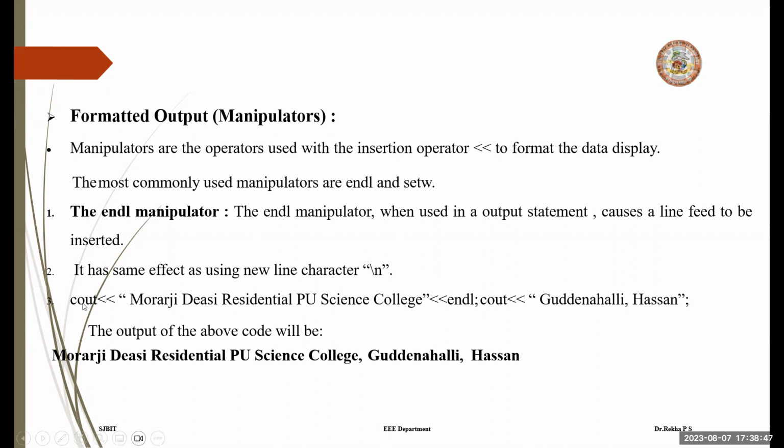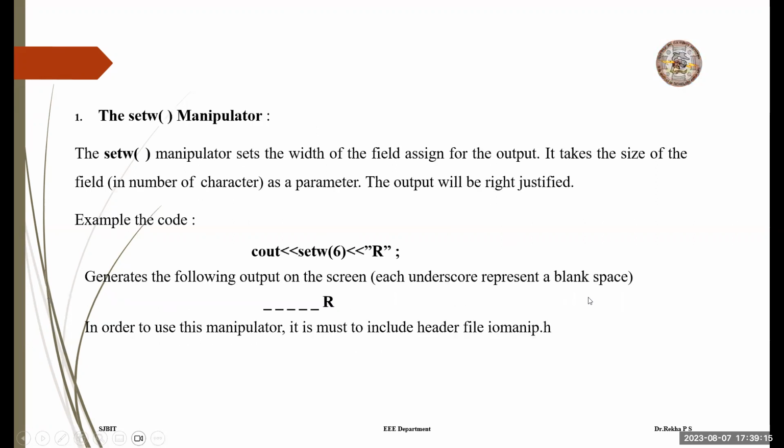I have written some statement using cout within double quotes, whatever I have written here. And then I have written endl using this operator. So what it does, it will print as it is, and then it will end that line and come to the next line. That is about the endl or line feed operator.